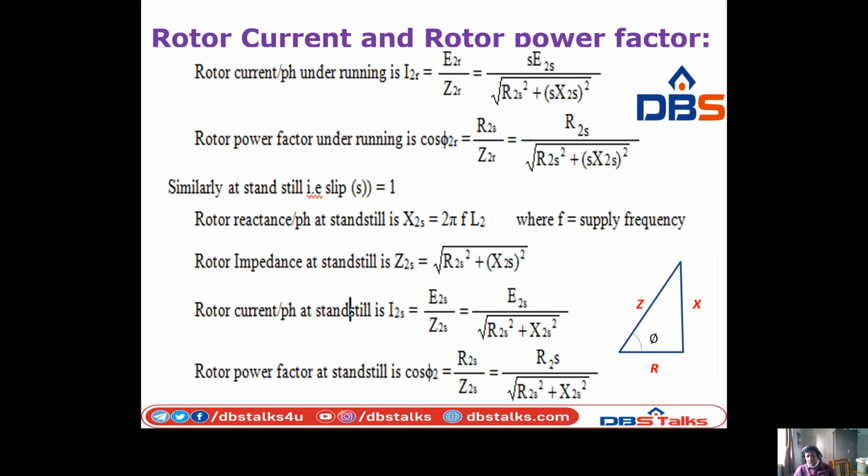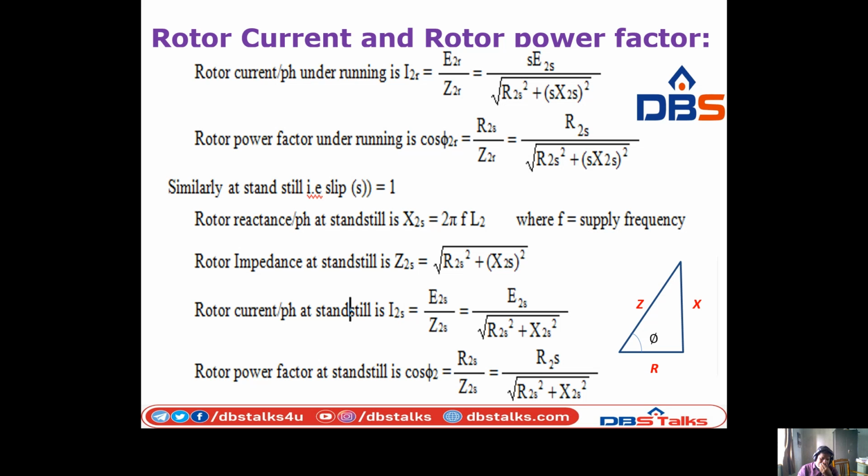Next, rotor current and rotor power factor. We know that the rotor current per phase under running condition is I2R is equal to E2R by Z2R. We know that E2R, the rotor induced EMF, is equal to slip times the stator induced EMF. So in place of E2R you put S into E2S, divided by Z, which is the combination of resistance and reactance of the rotor, that is square root of R2S square plus (S X2S) square.